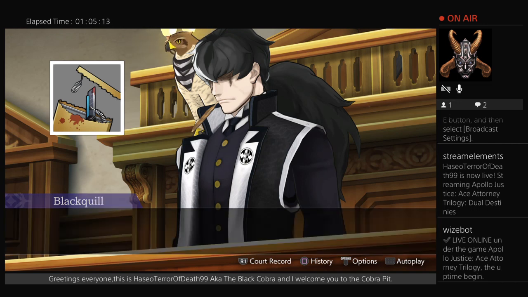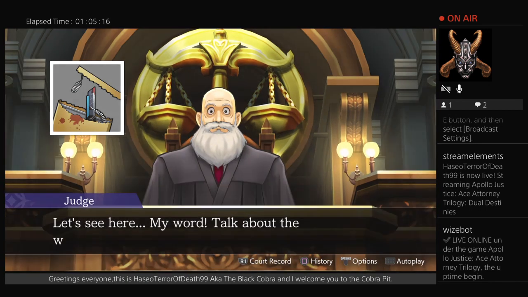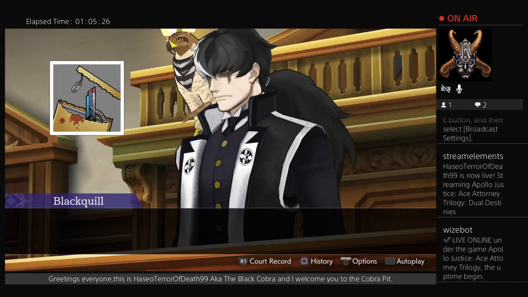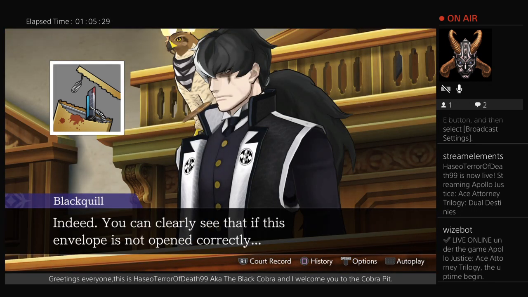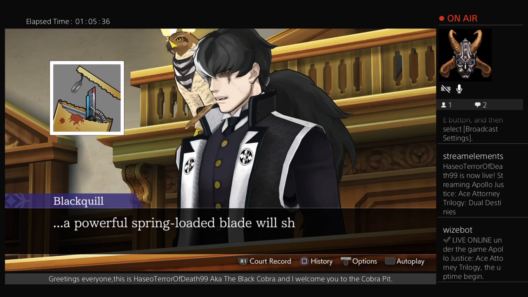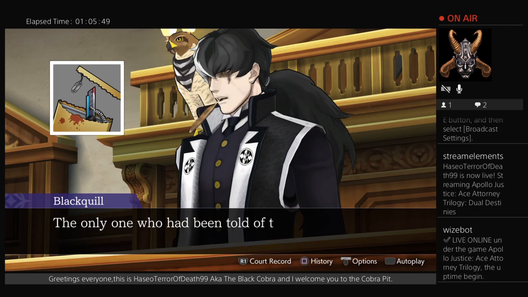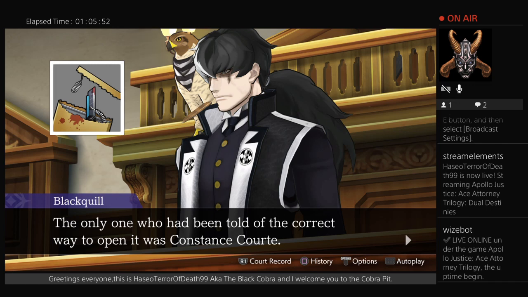Nobody hid this from all. That's all. Let's see here. That would explain the blood. You clearly see that this envelope is not opened correctly. A powerful spring-loaded blade will shoot forth, leaving a horrible gash upon the hand. The only one who had been told of the correct way to open it was Constance Court.